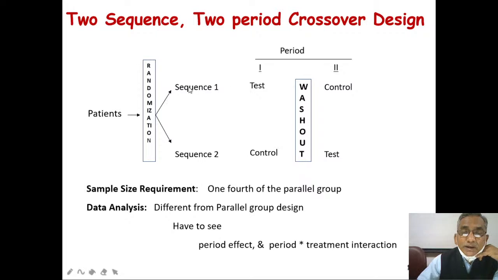So suppose you have 30 patients in sequence 1 and 30 in sequence 2. So 30 will get test first and then control later, and these 30 will get control first and test later. So in both test and control you actually have 60-60, right? You have 60-60. So every person becomes like his or her own control. So in crossover study designs, the sample size requirement is 1/4 of the parallel study design.